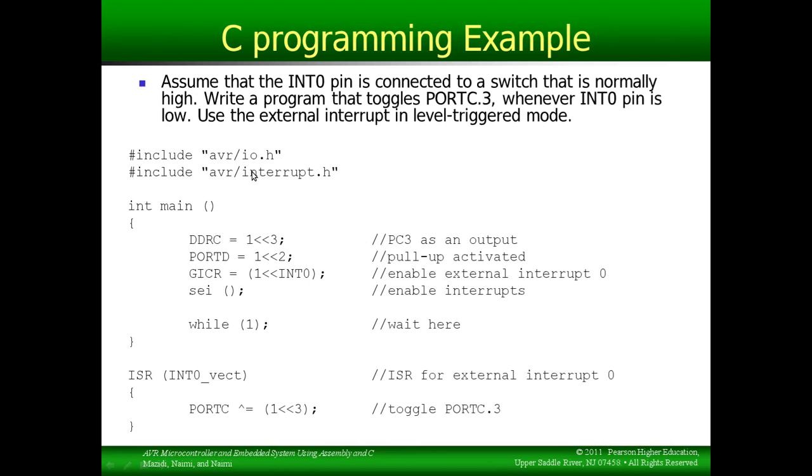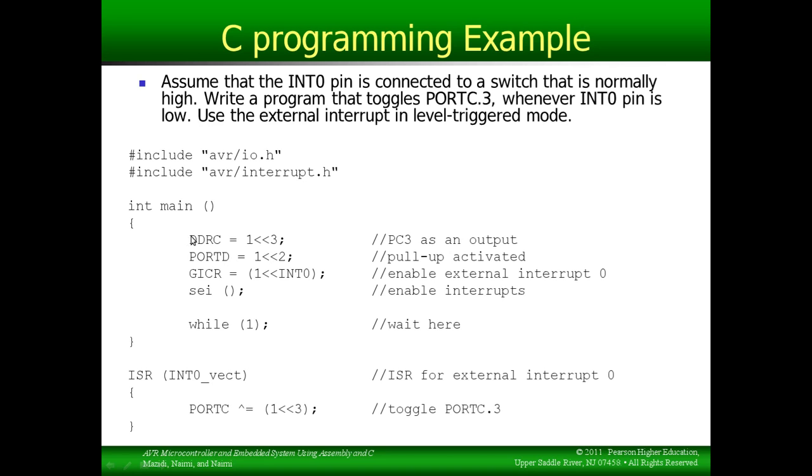You see we have an include for the I/O library as well as the interrupt library. We'll look at why in just a second. The first line of our code, DDRC, we are going to assign a 1 to bit 3 of data direction register C. So that makes port C pin 3 an output. Then the next line we will assign a 1 to bit 2 of the port D register, and that enables the internal pull-up resistor for port D pin 2.